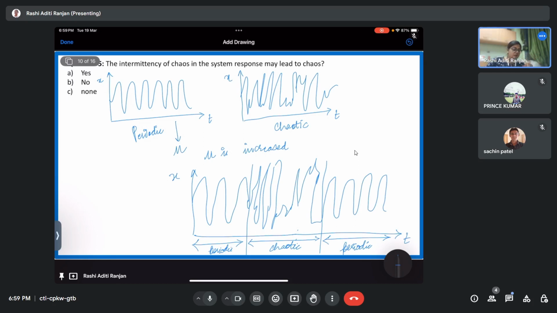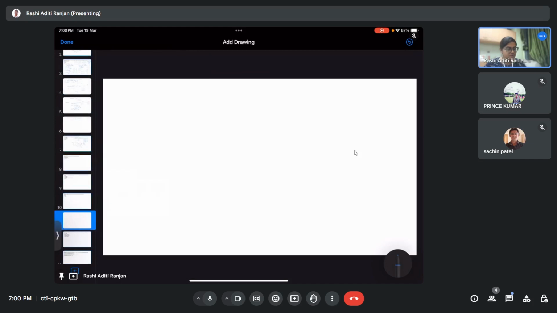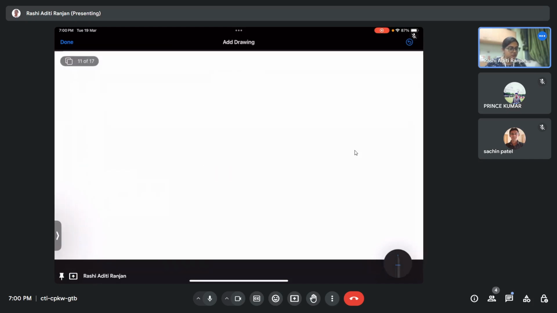But what I know is that if I keep increasing my parameter mu, for a certain mu I saw a burst of chaos for a very small time. But if I keep increasing the value of mu, the number of bursts starts increasing. So what is actually happening is, let me just write it. Initially, over a certain value of mu, the response is periodic.